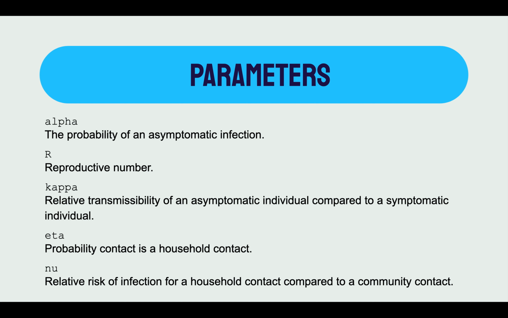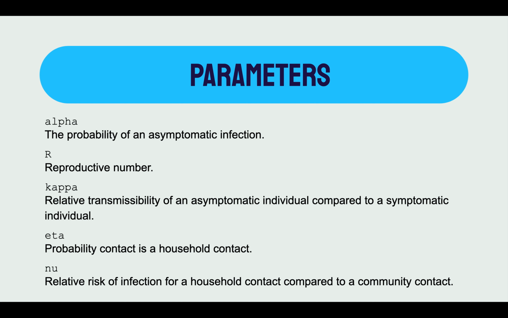We have alpha, which is the probability of an asymptomatic infection. This is what determines how likely it is for someone to be asymptomatic or symptomatic. R is the overall reproductive number, so in the example that I gave you before, that would have been 2.5. Kappa is the relative transmissibility of an asymptomatic individual compared to a symptomatic individual. Often we'd expect this to be less than 1, because asymptomatic individuals are probably transmitting a little bit less.